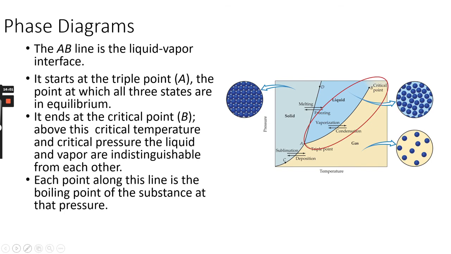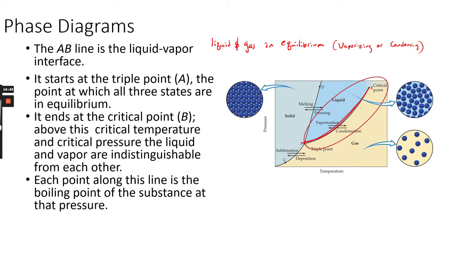So let's look at these graphs a little bit closer. We're going to focus right now on this curve right here, AB. So the AB line is your liquid vapor interface. You have liquid and gas in equilibrium. So the next time you're boiling water on the stove, look at it and realize that you have liquid and gas in equilibrium. Okay, so this is when you are either vaporizing or condensing.